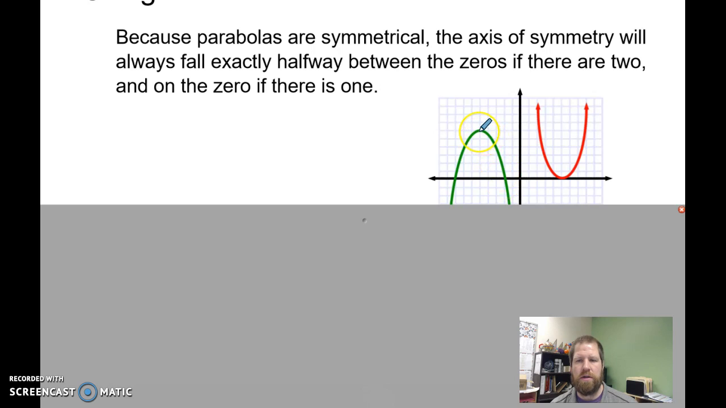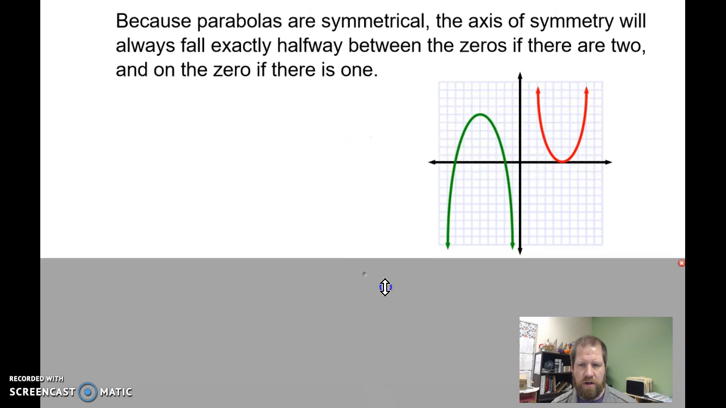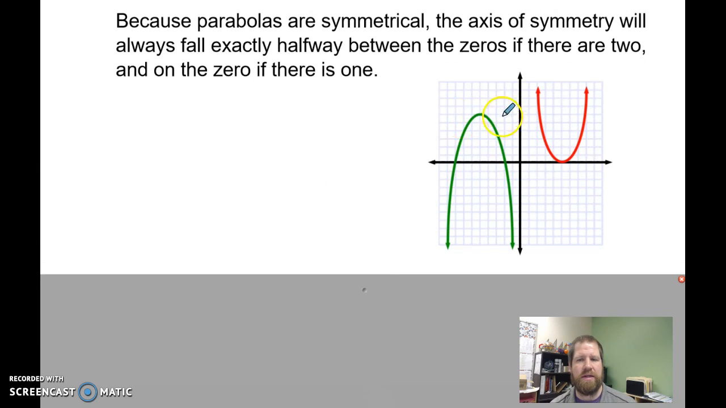They're going to start from the vertex, go up and over by a certain amount, go up and over by a certain amount, and so the axis of symmetry is going to be directly between them. So if it's hard to see where the axis of symmetry is, we can use the zeros to figure it out. In this case I have a zero at -2 and one at -8.